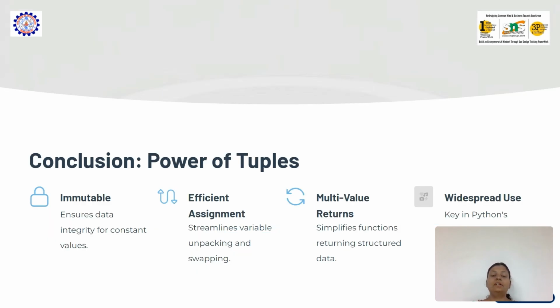Conclusion: the power of tuples. Immutability ensures data integrity for constant values. Efficient assignment streamlines variable unpacking and swapping. Multi-value returns simplify functions returning structured data. Widespread use is key in Python's standard library and frameworks.